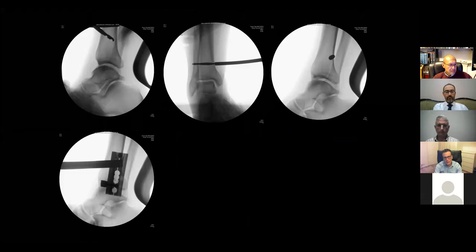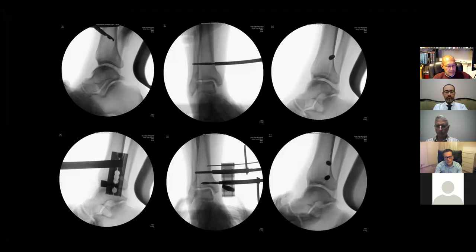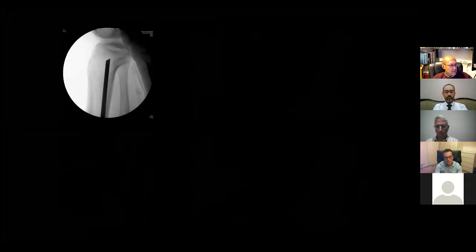So therefore, the pins have to be placed outside the path. You can see how these clamps are radiolucent and allow you to visualize the tibia. And also, you can use the profile of the clamp versus the posterior axis of the posterior cortex of the tibia, and by making them parallel, then you know that you have placed your pins in line. So this is the position of the distal pins.